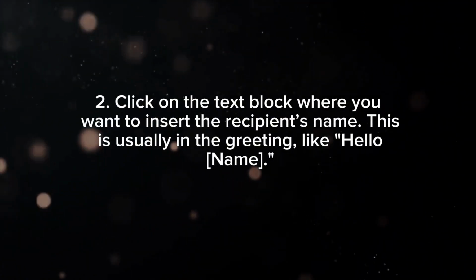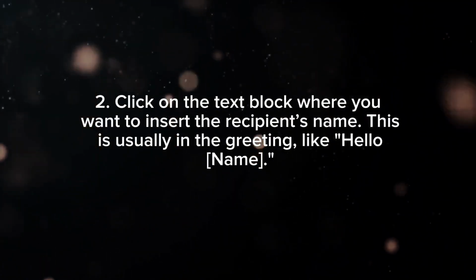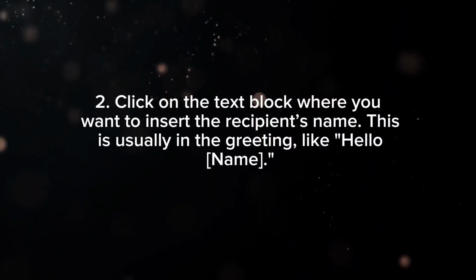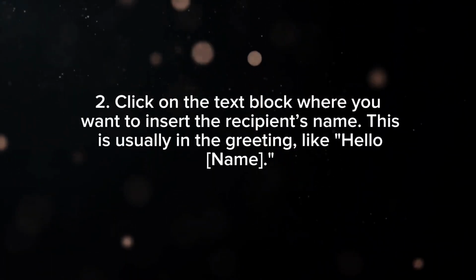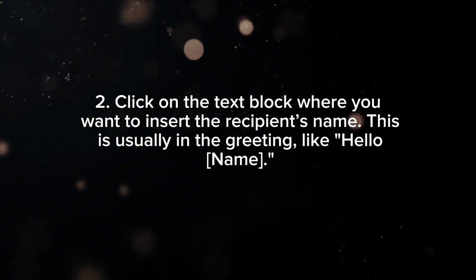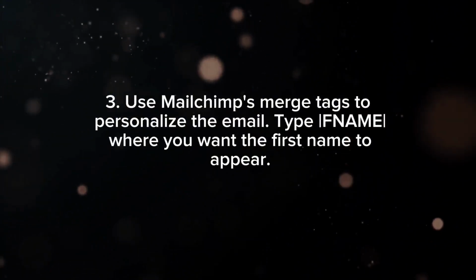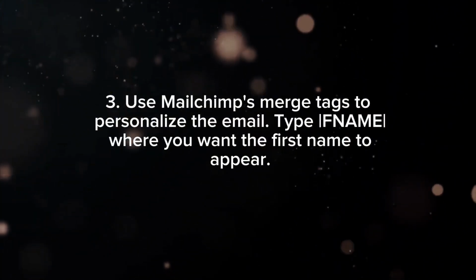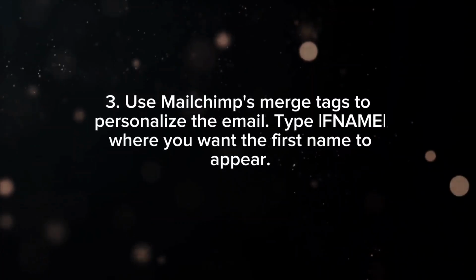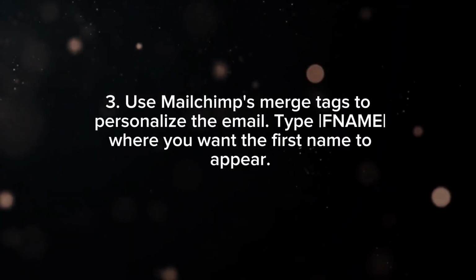2. Click on the text block where you want to insert the recipient's name. This is usually in the greeting, like, "Hello, name." 3. Use Mailchimp's merge tags to personalize the email. Type fname, where you want the first name to appear.